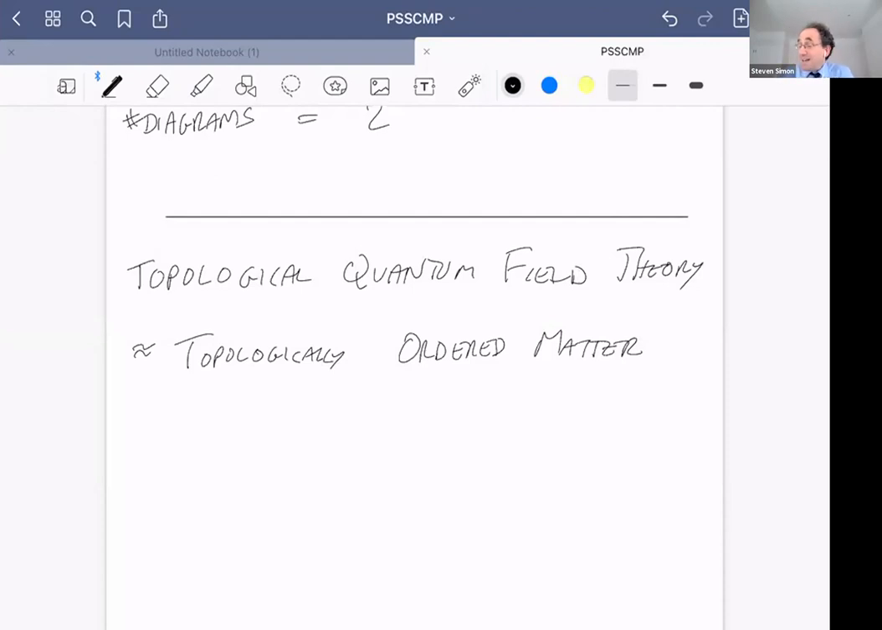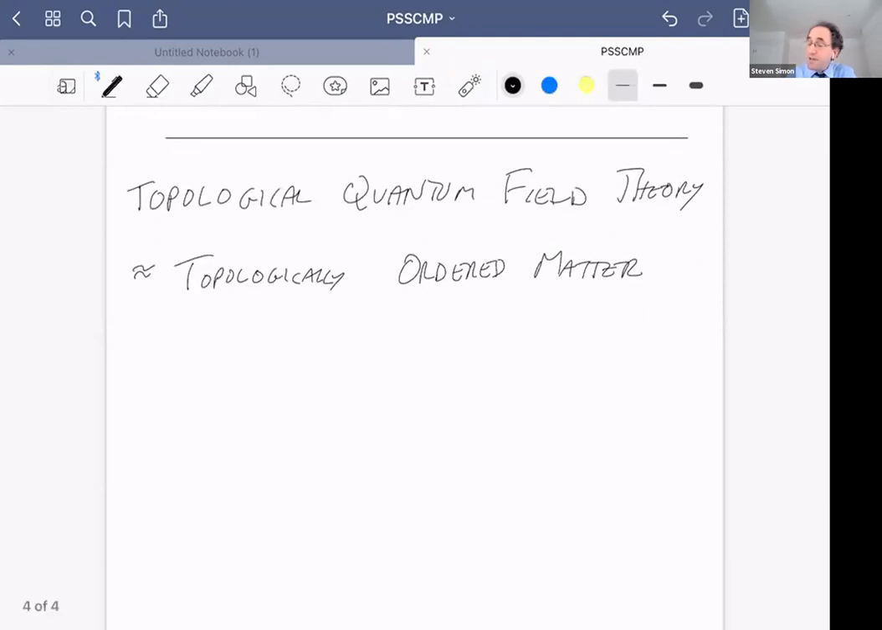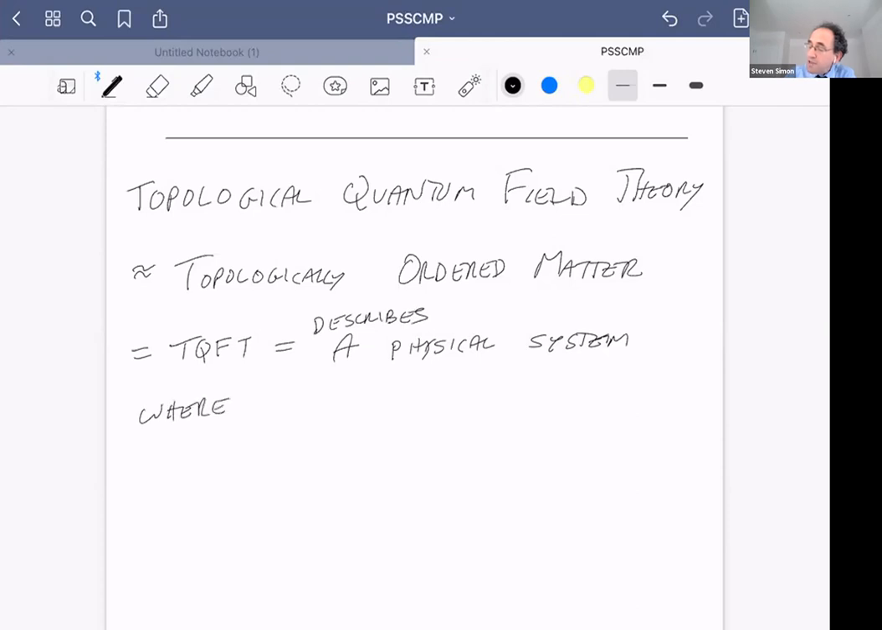So if you don't already know what a topological quantum field theory or topologically ordered matter is, neither of those two definitions is all that useful. So let me try to give a more useful definition. A topological quantum field theory, which we sometimes call the TQFT, is equal to a physical system, or describes a physical system, where amplitudes depend on topology, not geometry.